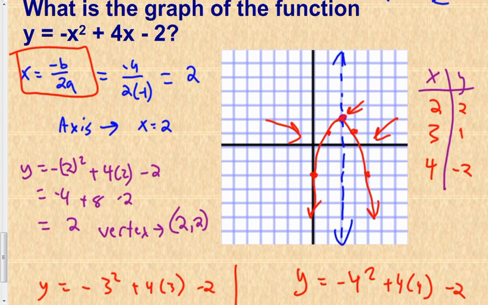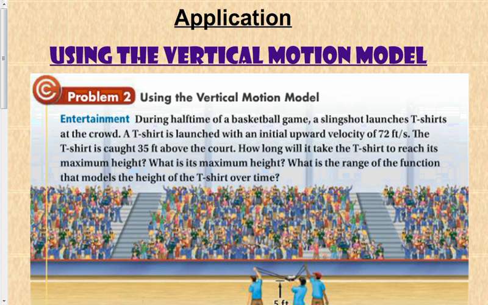All right, I have one application problem then. Again, using the vertical motion model we talked about a little bit last time, but I want to just read through this example and kind of look at how it would work. Because a lot of times there is vertical motion, meaning things go up in the air and they come right back down. It's a real life thing. So that's why parabolas and quadratics are actually very usable when you think of physics and how things go. So it says entertainment.